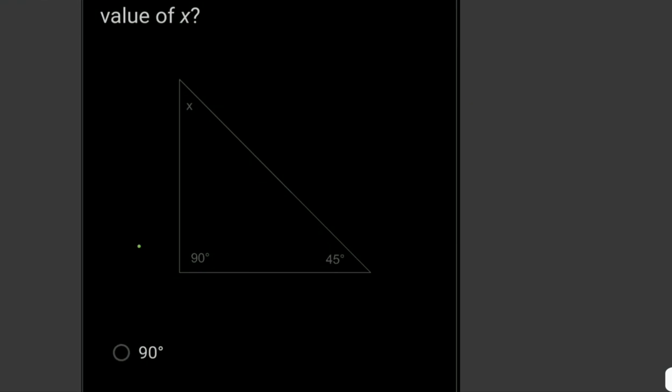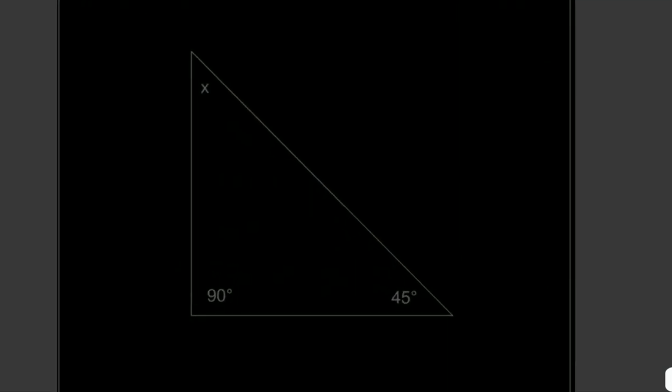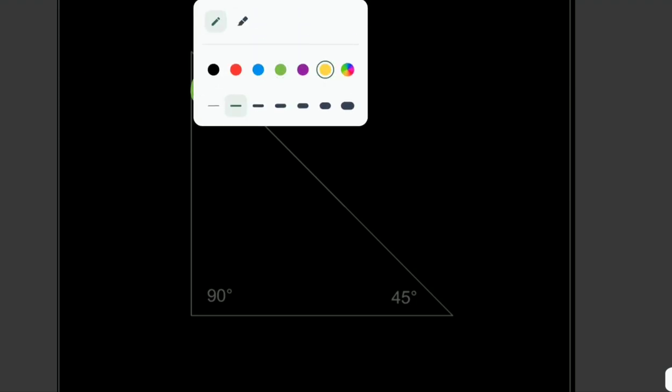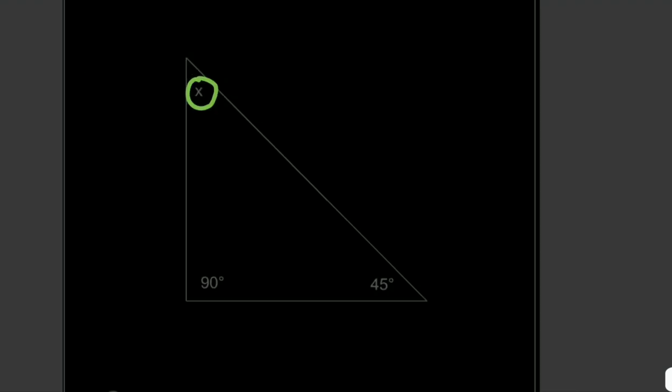In the attached diagram, what is the value of x? So we're given here this diagram. We need to solve for this one, the value of x. Now the diagram here shows a triangle. Not only a triangle, but a right triangle. So that means one of the angles is equal to 90 degrees.